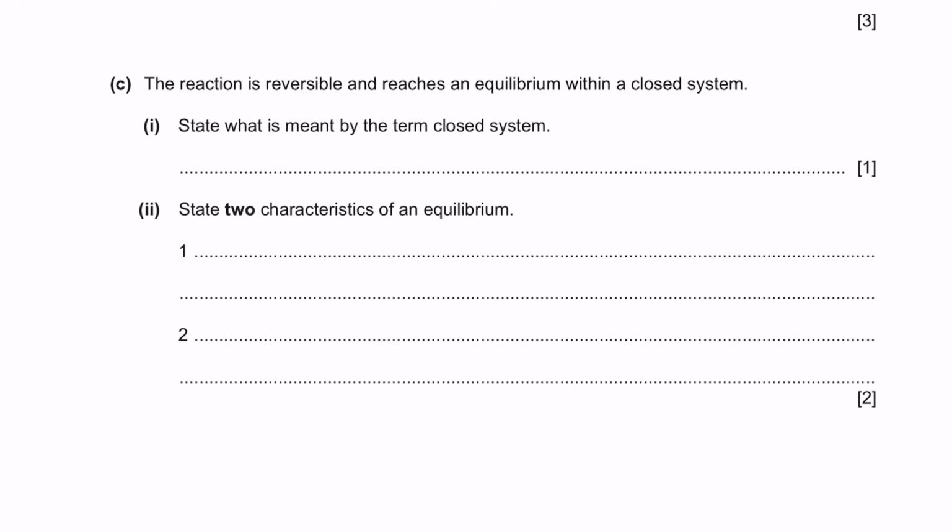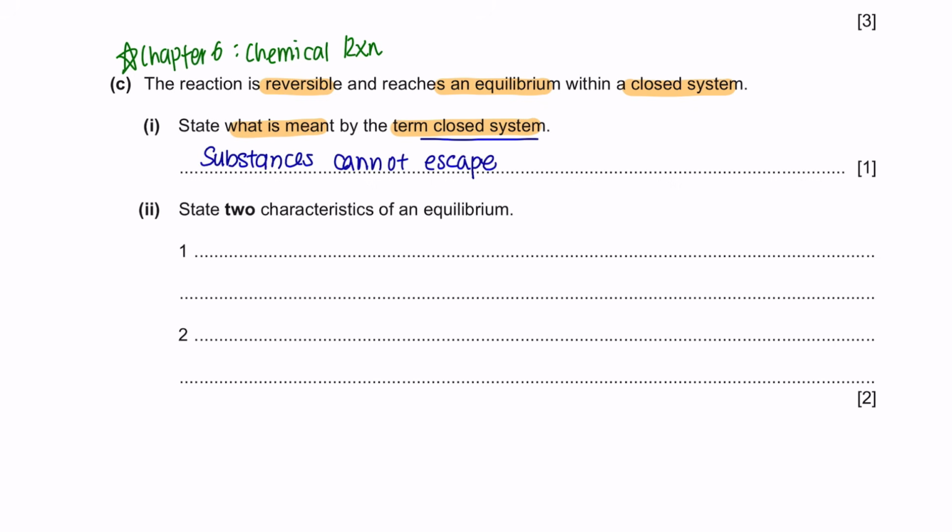Part C. The reaction is reversible and reaches an equilibrium within a closed system. Part 1. State what is meant by the term closed system. So this question here is from Chapter 6 Chemical Reaction. And you will learn in your syllabus that closed system means the compounds or substances in the system cannot escape out.